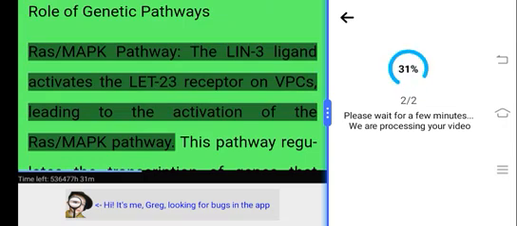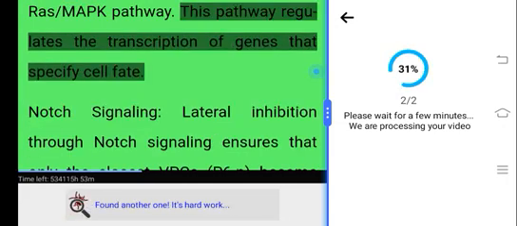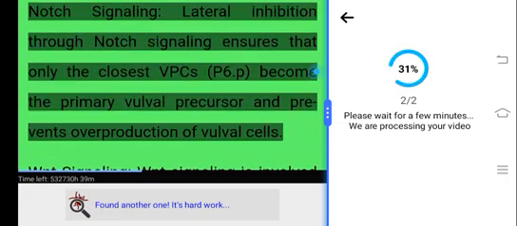ROS-MAPK pathway. The LIN-3 ligand activates the LET-23 receptor on VPCs, leading to the activation of the RAS-MAPK pathway. This pathway regulates the transcription of genes that specify cell fate. Notch signaling. Lateral inhibition through Notch signaling ensures that only the closest VPCs, P6.p, become the primary vulval precursor and prevents overproduction of vulval cells.